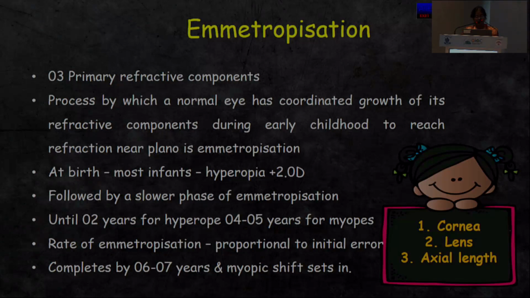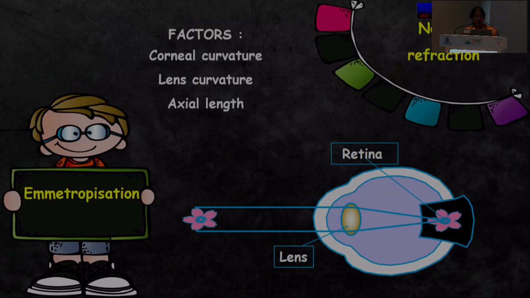Until 2 years for hyperopes, this would be followed by a slower phase of emmetropization. Emmetropization will go on for 2 years for hyperopes and 4 to 5 years for myopes. The rate of emmetropization is considered proportional to the initial error, and it is usually completed by 6 to 7 years of age, and thereby the myopic shift sets in.